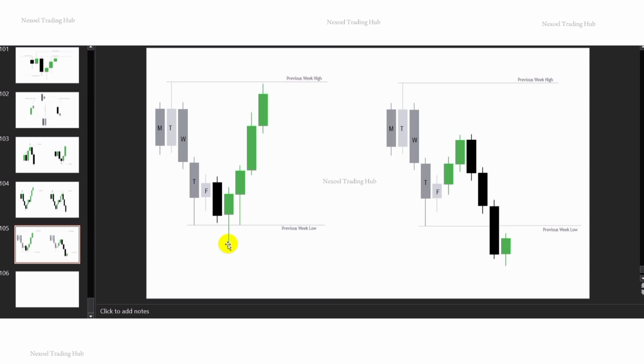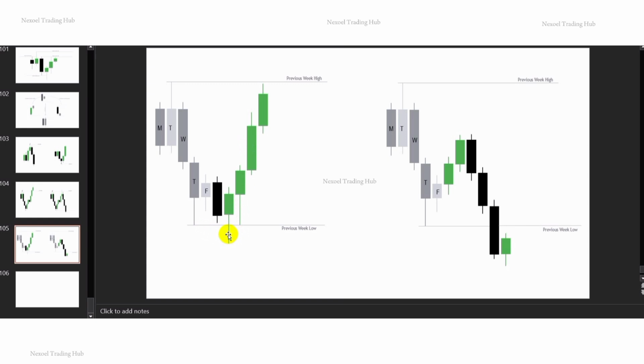Failing to close below the previous week low points is trying to tell you that you should anticipate a possible reversal. So when you see a sweep of liquidity, also try and check what is a sponsorship candle, the previous price delivery that is sponsoring that.